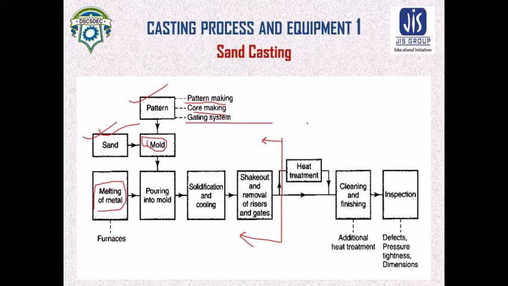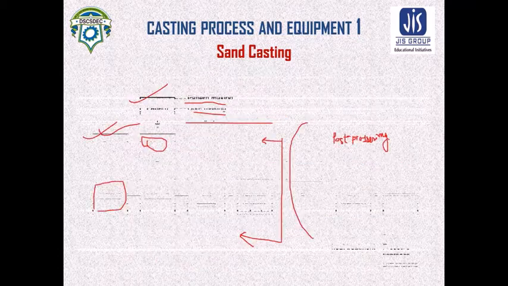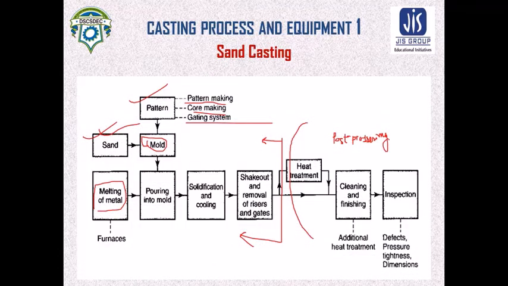But these terms: heat treatment, cleaning and finishing, additional heat treatment and inspection, are known as post processing. So in case of sand casting, this is the complete process layout of sand casting. We have already discussed the steps, and now here we can see the process layout of sand casting.